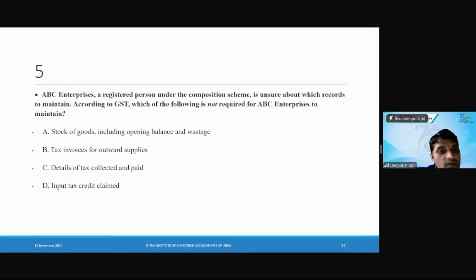स्टॉक ऑफ गुड्स इंक्लूडिंग ओपनिंग बैलेंस एंड वेस्टेजेस ये उसको मेंटेन करने की जरूरत नहीं है. Input tax credit claim, that is also correct because ITC is anyways not taken. Correct. That is also true. Composition taxpayer cannot claim. So you're saying A and C. A and D. Correct. So both are correct. Stock of goods also not required because a regular person will have to maintain. So he need not maintain the input tax credit claim. He will not collect tax also. Correct. That is also correct.